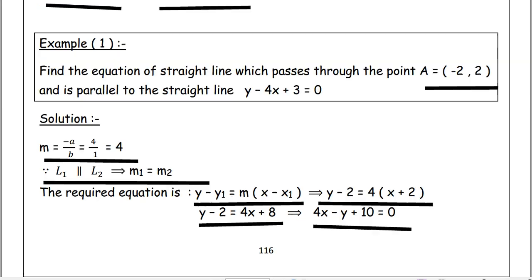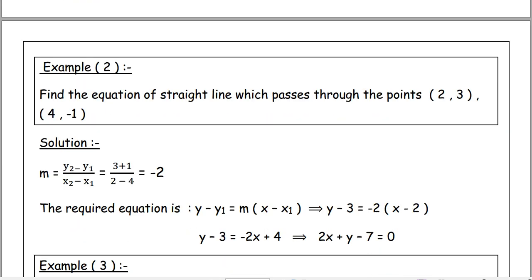Example 2. Find the equation of the straight line which passes through the points (2, 3) and (4, -1). Solution. First, to get the slope, if you have two points the straight line passes through, we can find the slope. How can we find the slope? y2 minus y1 over x2 minus x1. So y2, 3 minus negative 1, over x2 minus x1. So 3 minus negative 1 is 3 plus 1, over 2 minus 4.